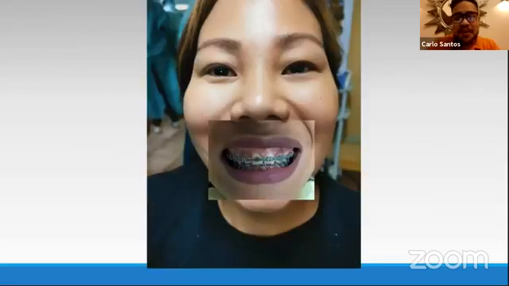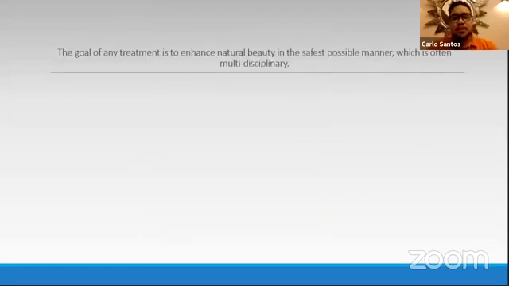Again, patient number four. You'll also see what's done to her. Notice that her gums are dark, and she has a slightly gummy smile. The goal of any treatment in this type of procedure is to enhance the natural beauty in the safest possible manner, which is often multidisciplinary. In the aesthetic world, in the cosmetic surgery world, as general dentists, I think we play a big part in achieving beauty, achieving a beautiful face.